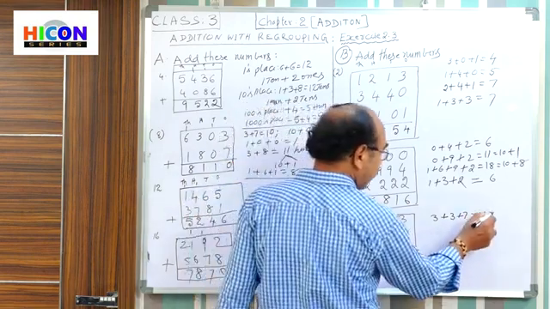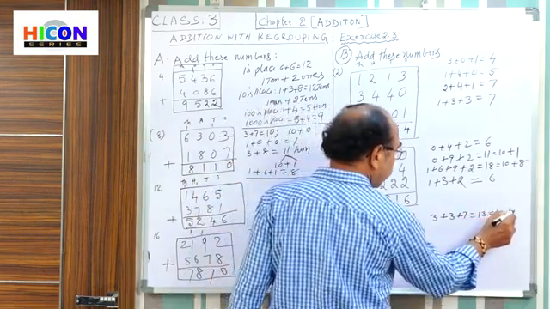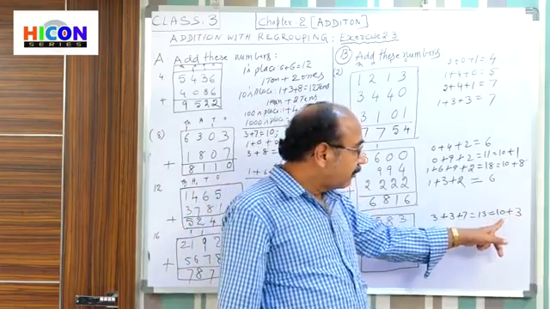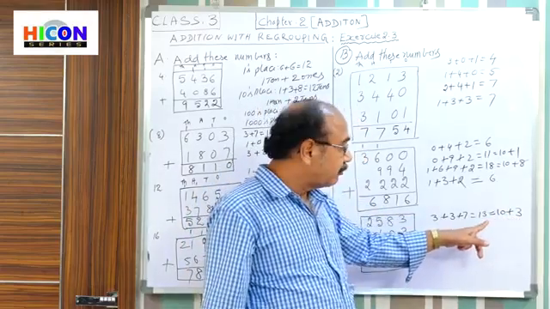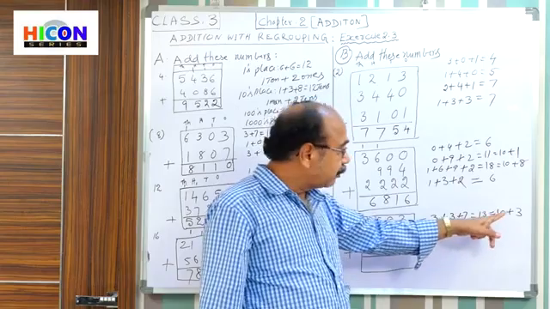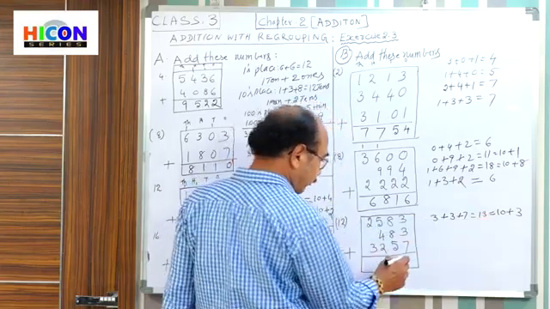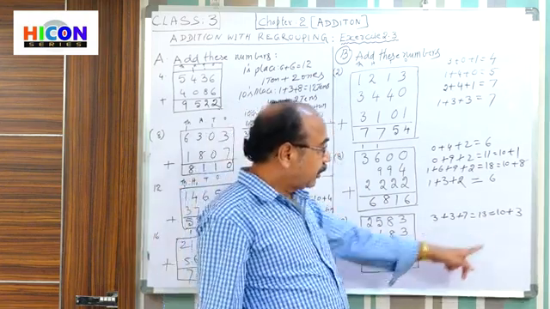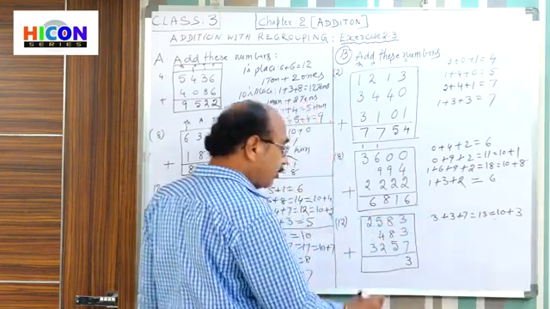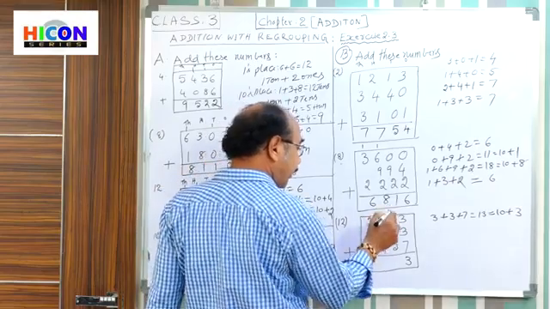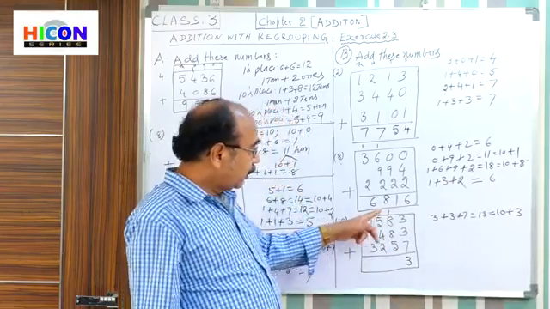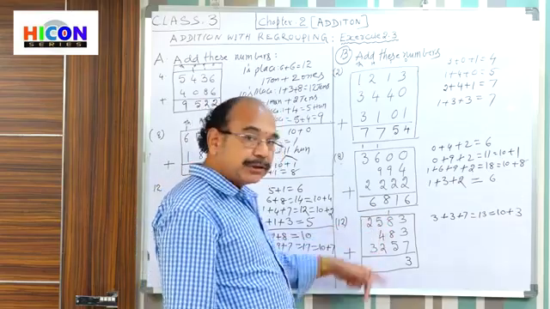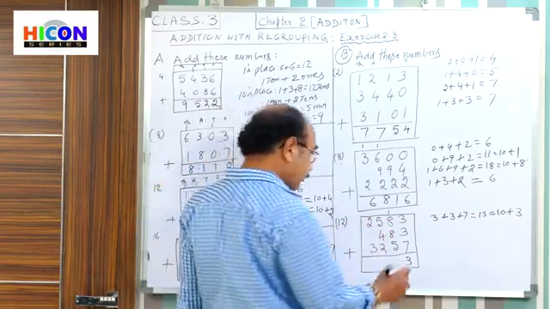13 ones can be written as 10 ones plus 3 ones, that total 13 ones. So 13 can be written as 10 plus 3. Write 3 in the units place. Here 10 is there, no? That 1 should be carried. You see, the 1 is the carried 10. Now add the digits in the tens place.